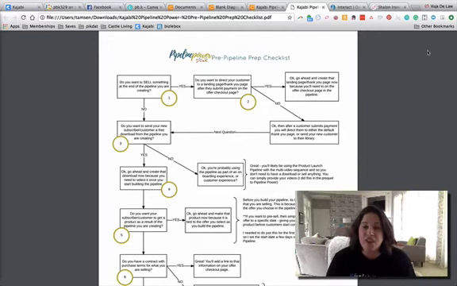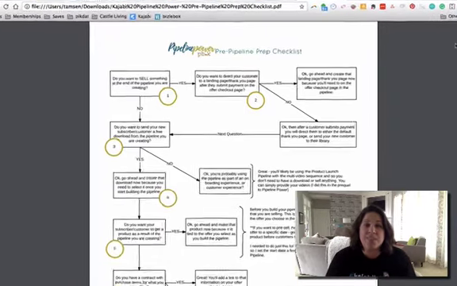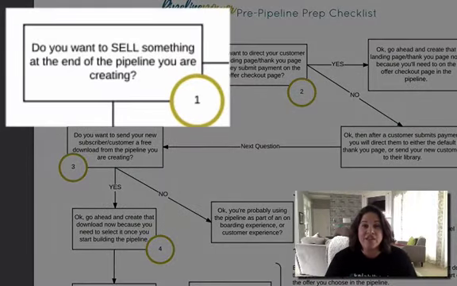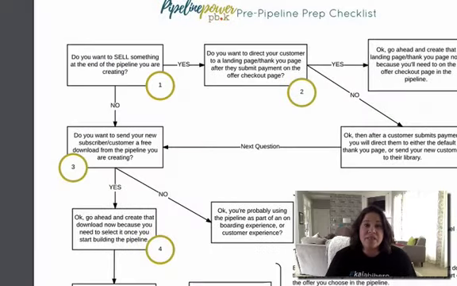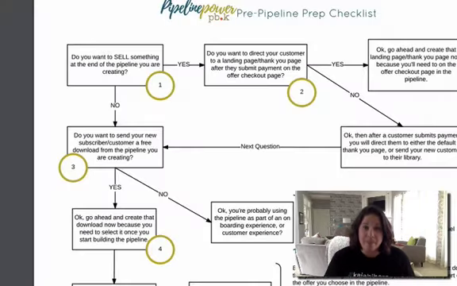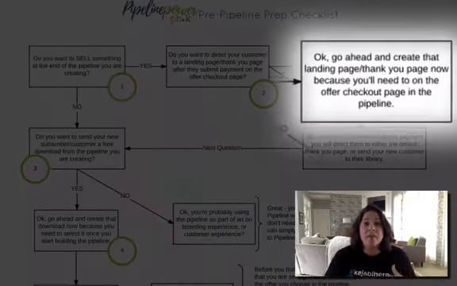The first question that you want to start with when you're setting up your pipeline is to ask yourself, do you want to sell something at the end of this pipeline that you are creating? If the answer is yes, then when someone submits the payment on the offer checkout page, where do you want to direct them? Do you want to direct them to a landing page that you create, the default Kajabi thank you page, which is determined by your website theme currently activated, or do you want to send them to the library?